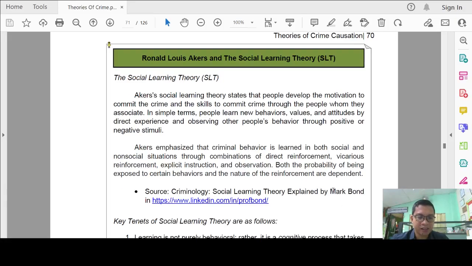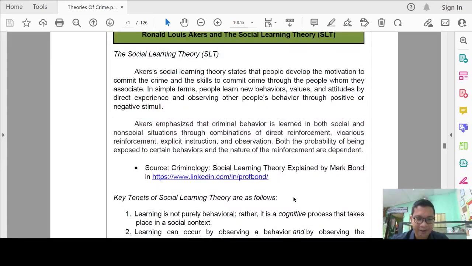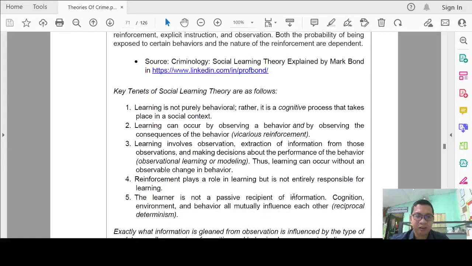So what are the key tenets of the social learning theory? Okay, ito yung mga areas in which Akers explains. Okay, there are 5 key tenets. Ano yung tenets? Mga ideas. Oh, ideas ito.